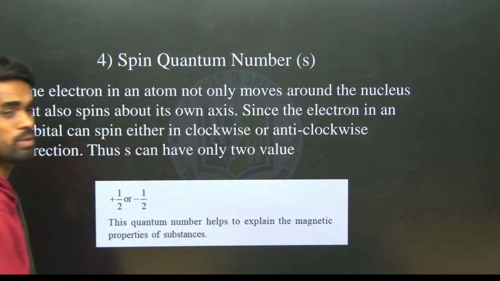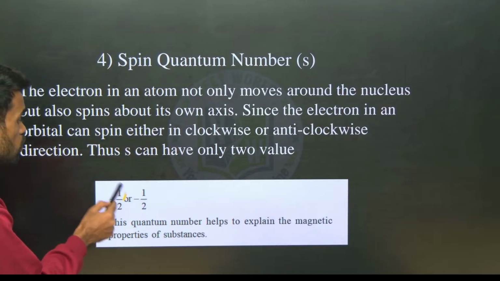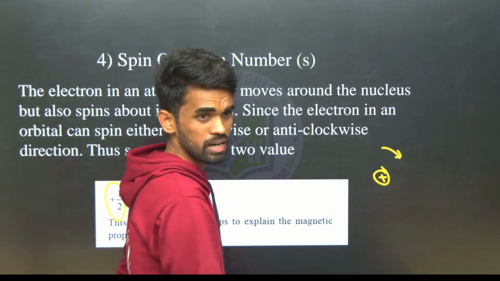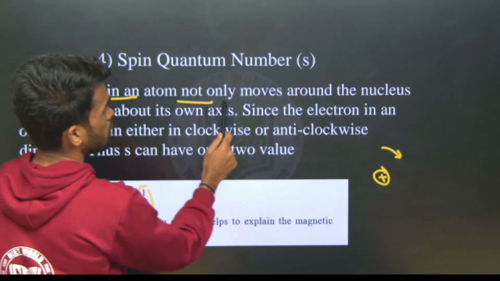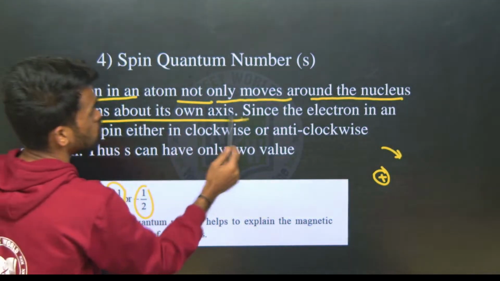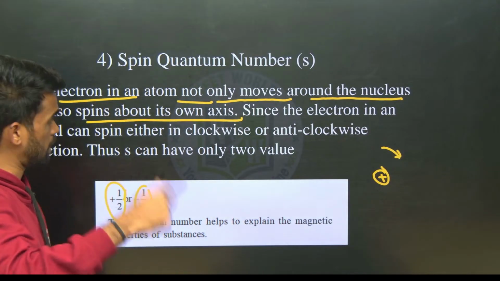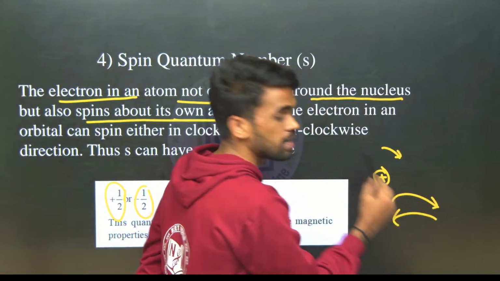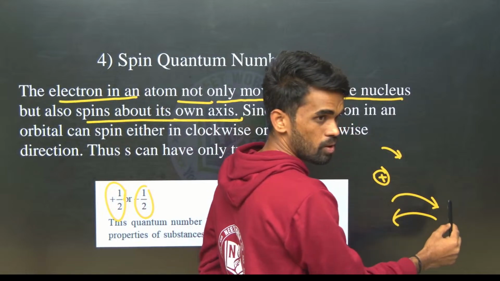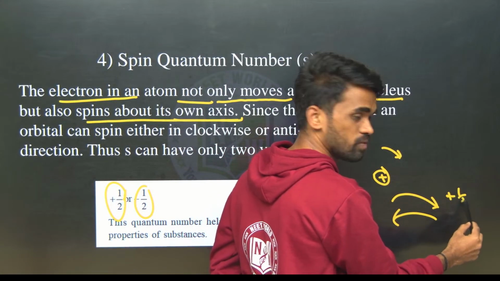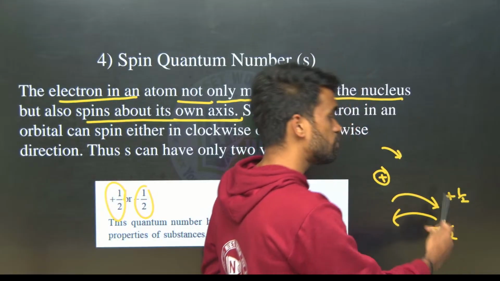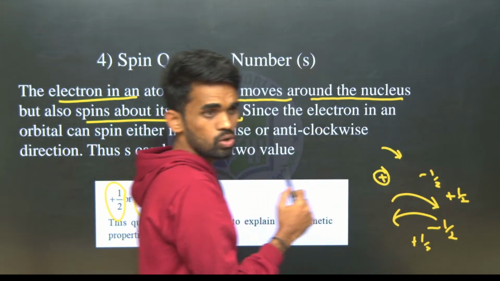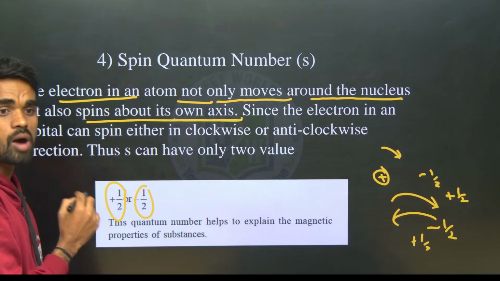Next, the spin quantum number. What does this explain? The spin or the orientation of the electron. For example, around the nucleus we know the electron has a spin. So here you can see an electron in an atom not only moves around the nucleus, but it also has its own spin axis. That spin can be either clockwise or anti-clockwise. If you represent one spin as clockwise, as plus half, then the opposite spin will be minus half, or you can take it the opposite way also. If this is minus half, this should be plus half. But both of them should have opposite spin.